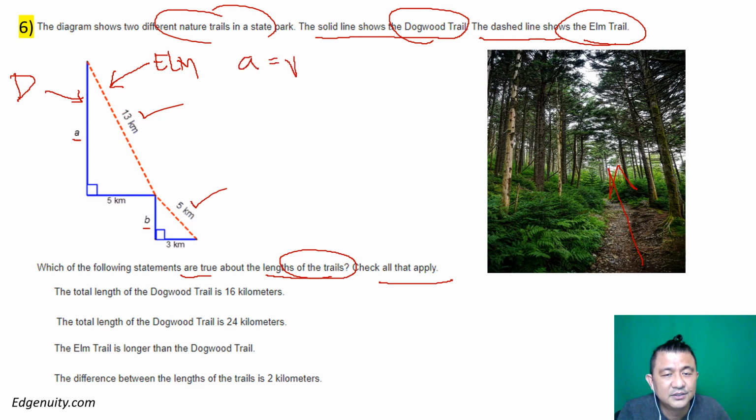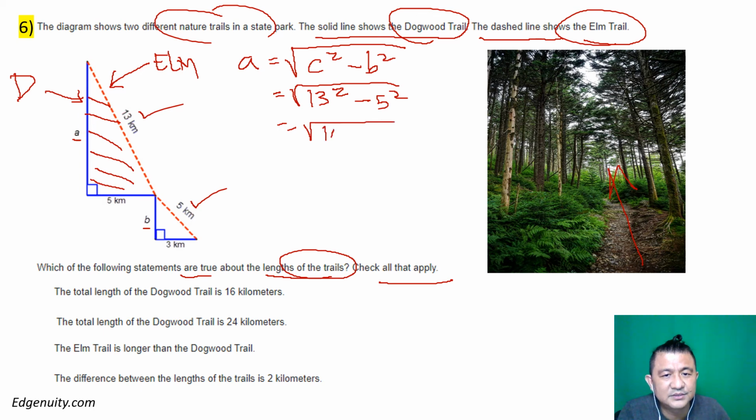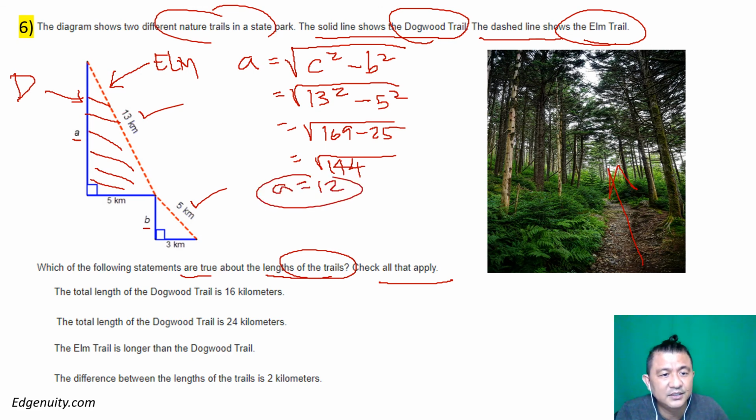Let's use our shortcut: square root of C squared minus B squared. We're looking at the upper triangle, the one in red. So that's the square root of 13 squared minus 5 squared. So square root of 169 minus 25. Okay, 169 minus 25 is 144. The square root of 144 is 12. So A is equal to 12. So we got this as 12.